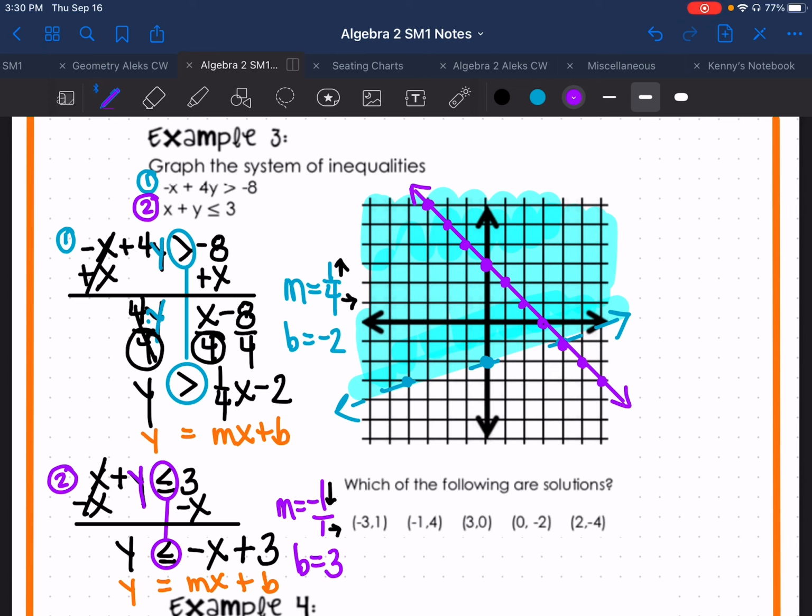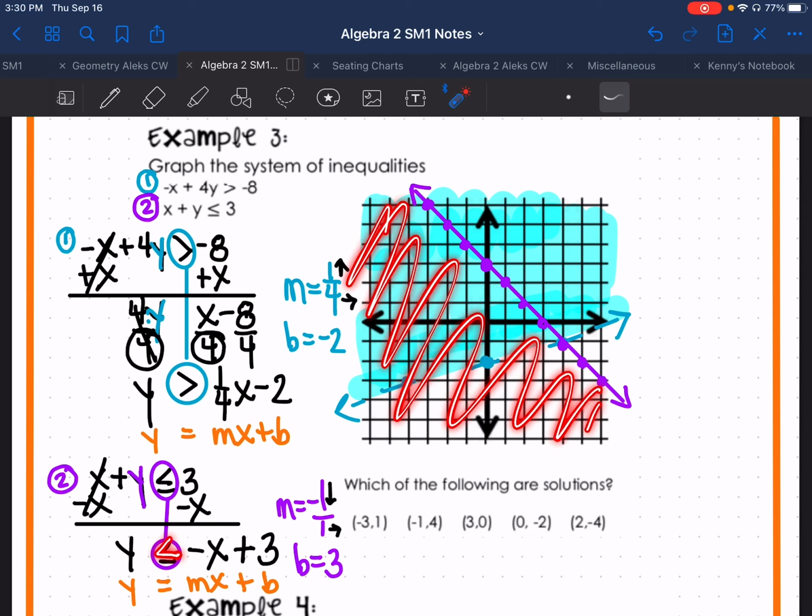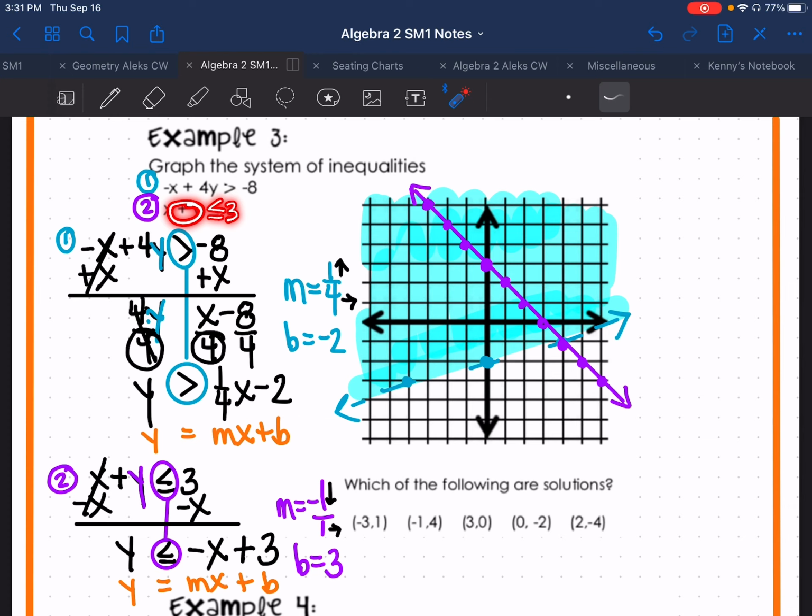And I just have to decide, should I shade above or should I shade below? It is less than, which is below. So I'm going to say this part right here, which of course, look, does contain 0. So let's ask ourselves, 0 plus 0 is 0 less than or equal to 3? Well, yes, 0 is less than 3. So I was correct. We're going to shade right in here.